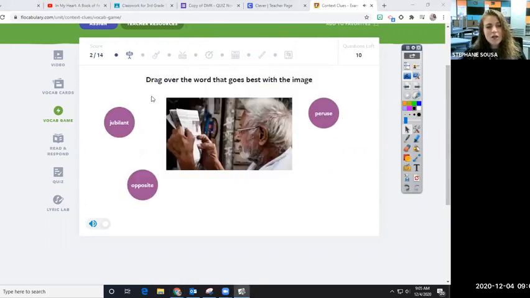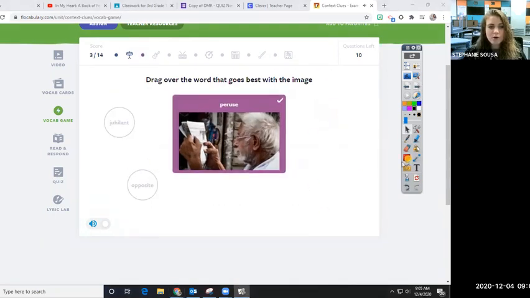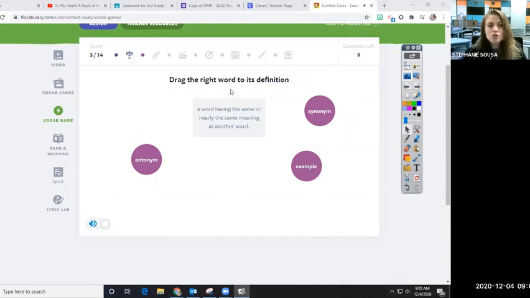All right. Drag over the word that goes best with the image. What is this man doing? Is he jubilanting? Is he oppositing? Or is he perusing? What is he doing in this picture? Jubilant, opposite, or peruse? Nice, I'm seeing lots of 3s. Peruse means look through. That came from our video. Awesome.